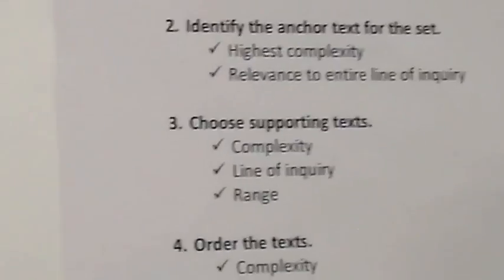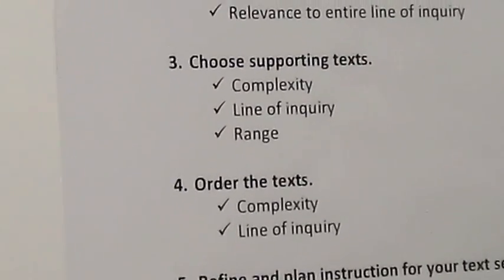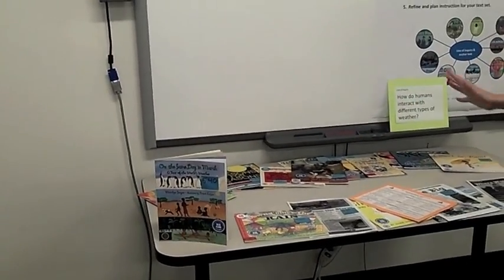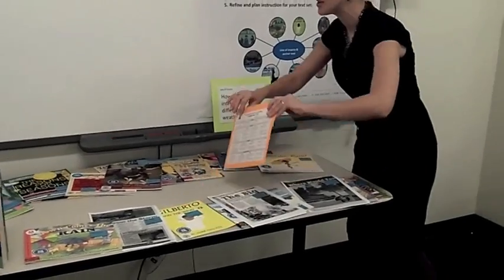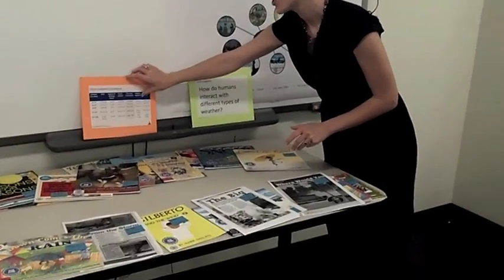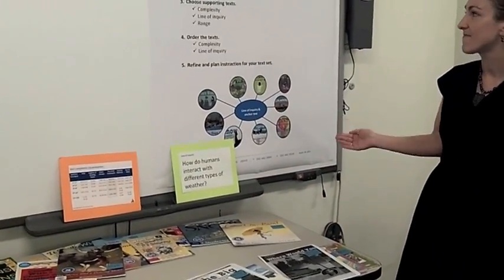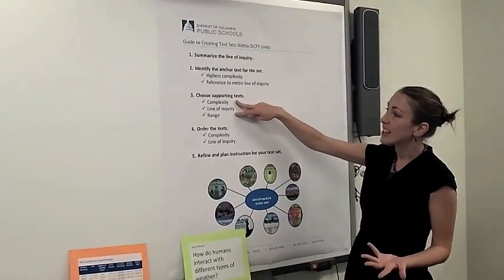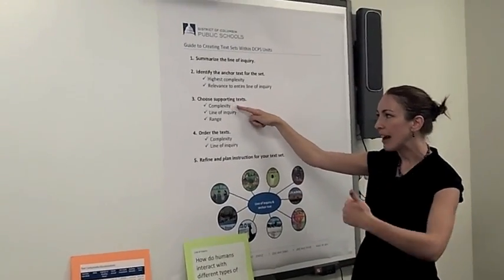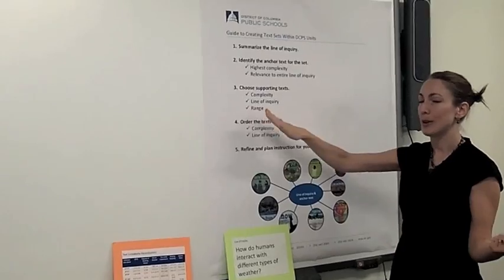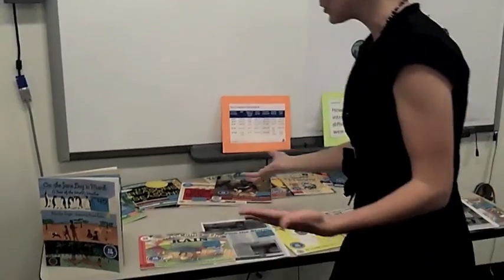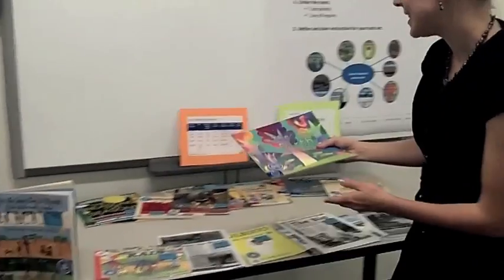Identifying our anchor text, check. Now we are on to choosing the supporting text. If you think of a sports team, this might be your team captain. You have that set. Now you have all these other players trying out, wanting to be on the team, and you have to decide who makes the cut and who doesn't. Similarly to your anchor text, you're going to be thinking of the complexity, the line of inquiry, as well as your range.